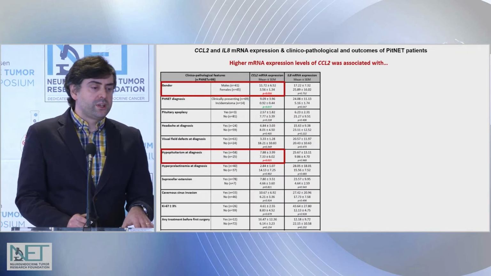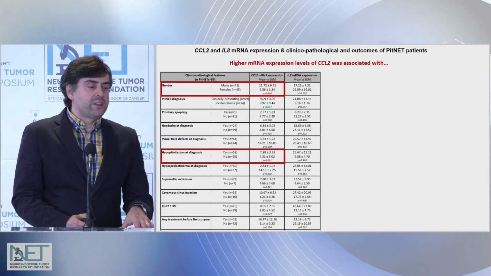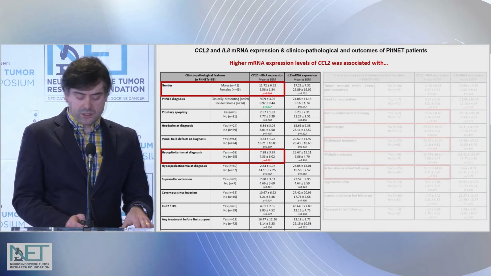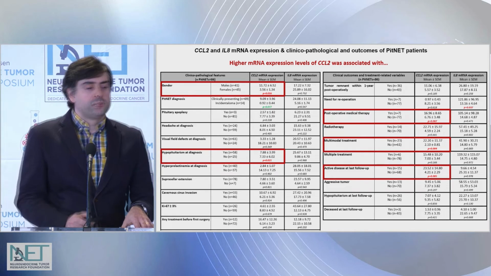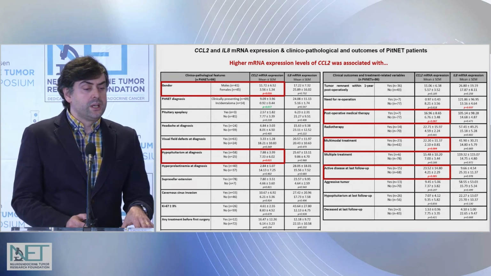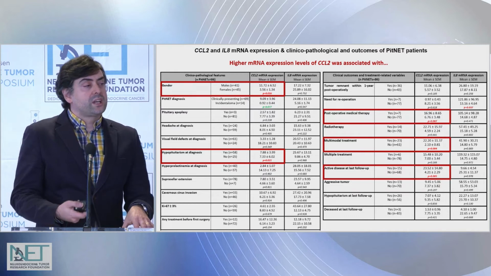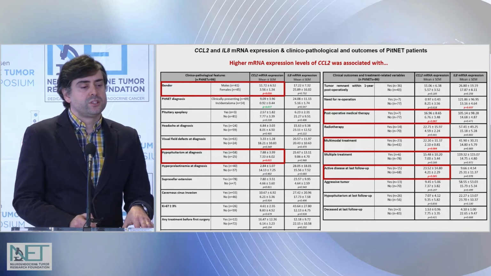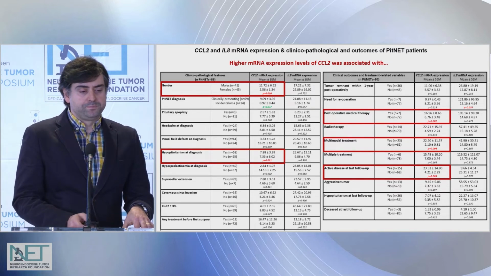So in our cohort, we identified higher mRNA expression levels of CCL2 in males, in patients who had hypopituitarism at diagnosis, and also, interestingly, in the cases that required post-operative medical therapy more often, in cases who require multimodal treatment, and in cases who had active disease at last follow-up. So it seems that the cases that initially expressed higher levels of CCL2 may behave more aggressively and be more refractory to the treatment of surgery.